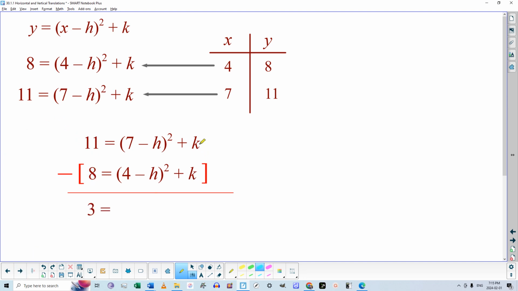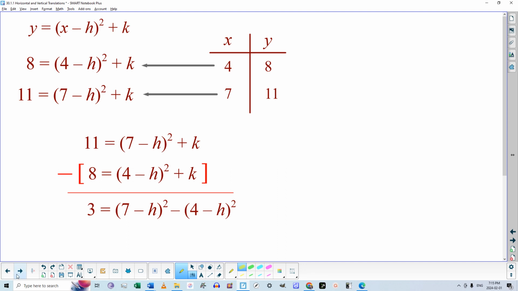Now I have to take the k minus the k, but k minus k is 0, so I'm not even going to write anything. And then finally we have to take the 7 minus h quantity squared and subtract the 4 minus h quantity squared, giving us 7 minus h quantity squared minus 4 minus h quantity squared.